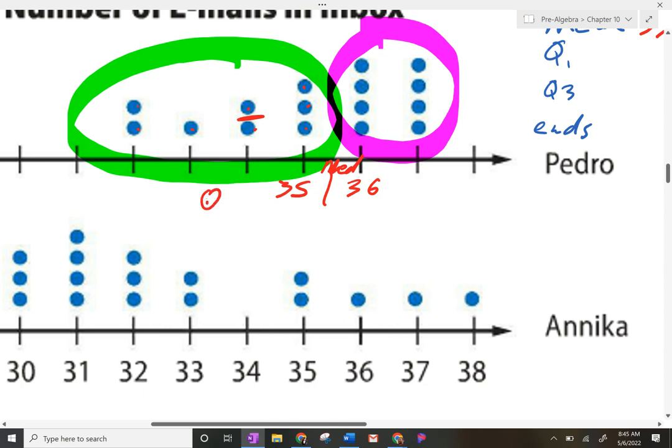So for quartile 1, I've got 34 and 34. What's the average of those two? 34. Okay. On the quartile 3, here's 4, here's 4. So my quartile 3 is going to be in between 36 and 37. So my average for that would be 36.5.